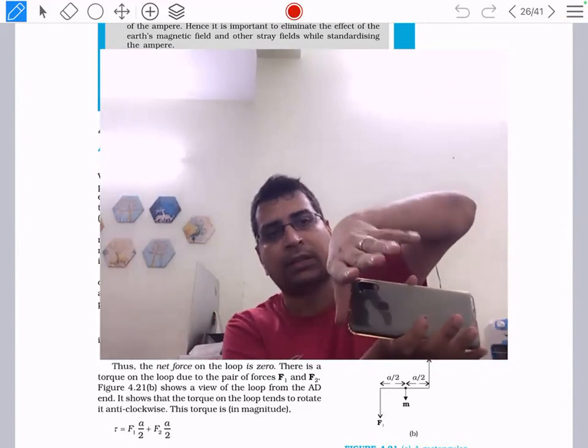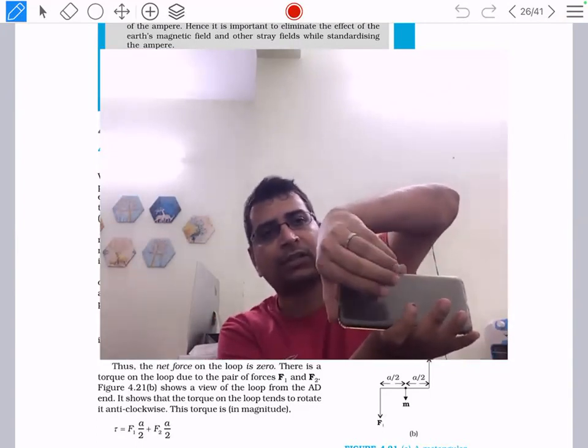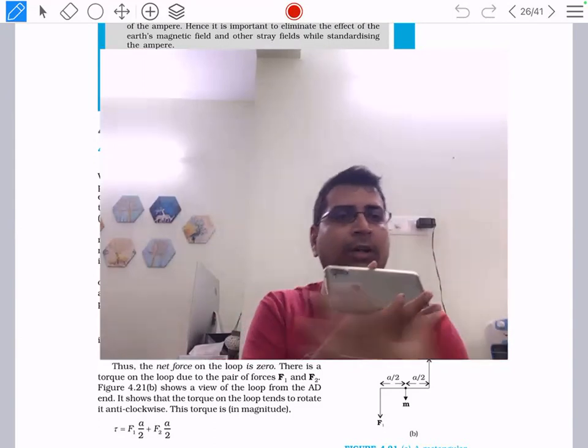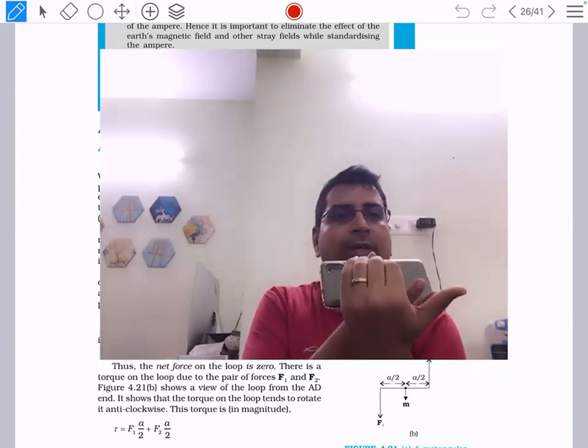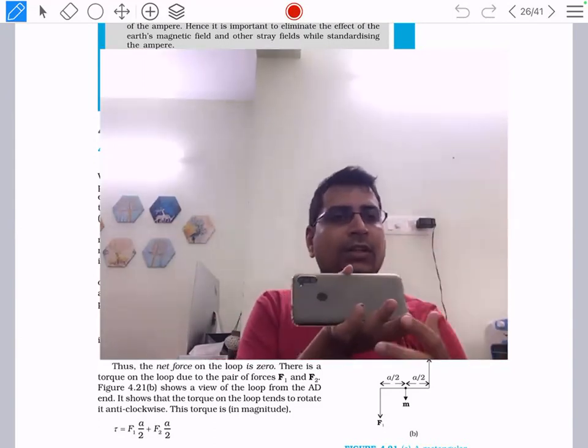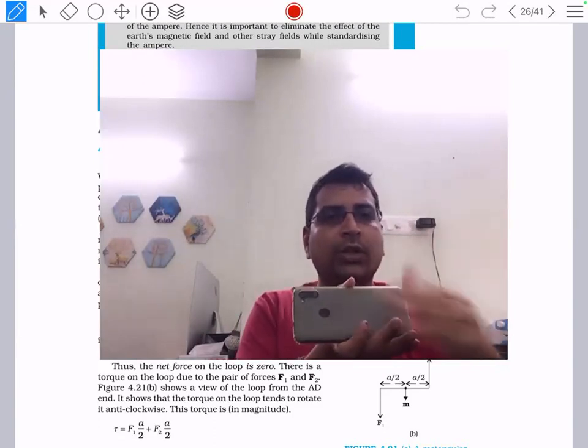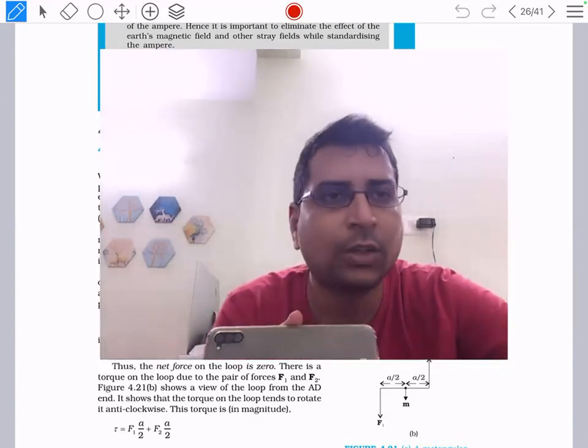If I keep my thumb like this and curl my fingers, again my fingers are going towards the mobile. Again I take the bottom, this direction. So I curl my fingers, it is going towards this direction, it is upward. Take it like this, curl the fingers, it is going towards the mobile. So it is acting like the south pole.